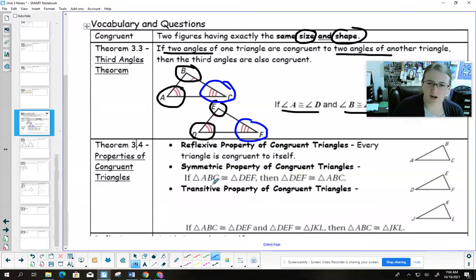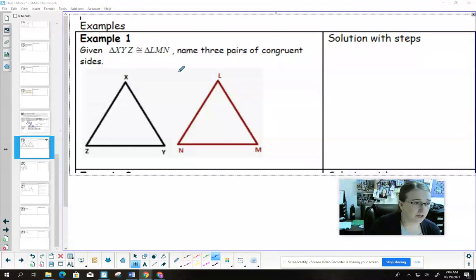And that's basically what this is saying here as well. We know reflexive, symmetric, transitive property. It applies to congruent triangles as well. So let's go ahead and practice a couple things here.